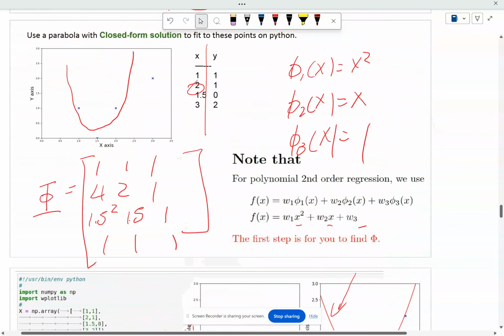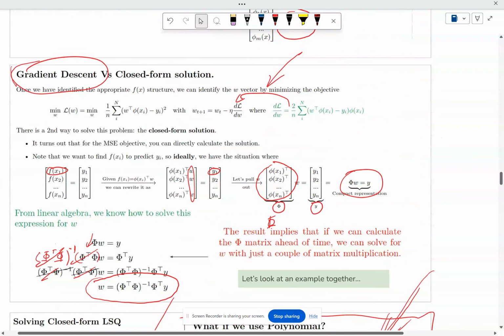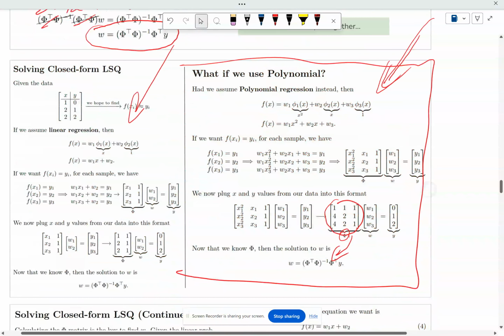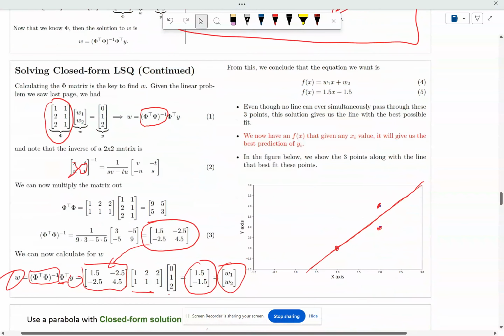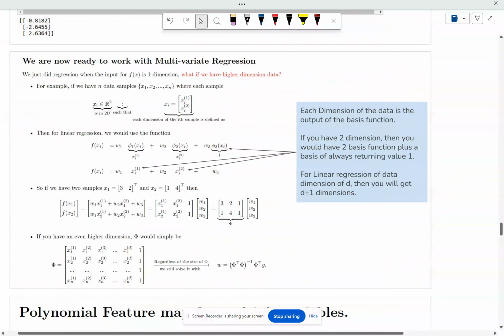Okay, so now that you've learned both ways to solve it, the closed form solution as well as the gradient descent solution, we're ready to move on to multivariate regression. It's actually not that complicated. As long as you understand, it's just that you are picking different phi matrices.